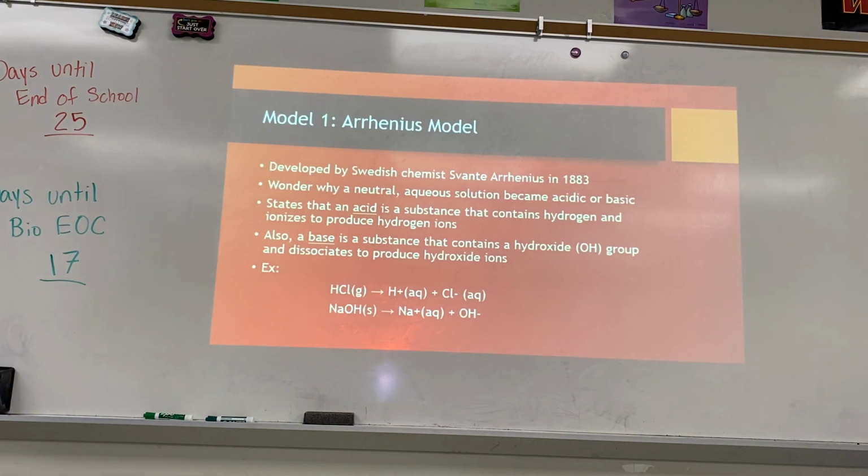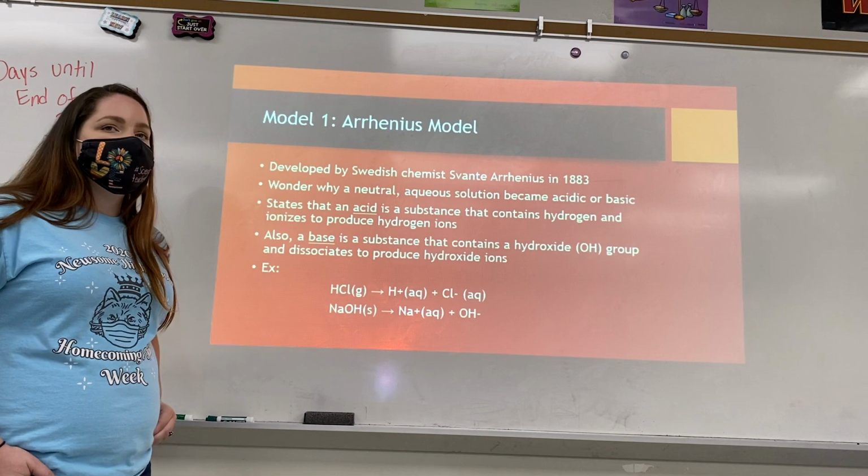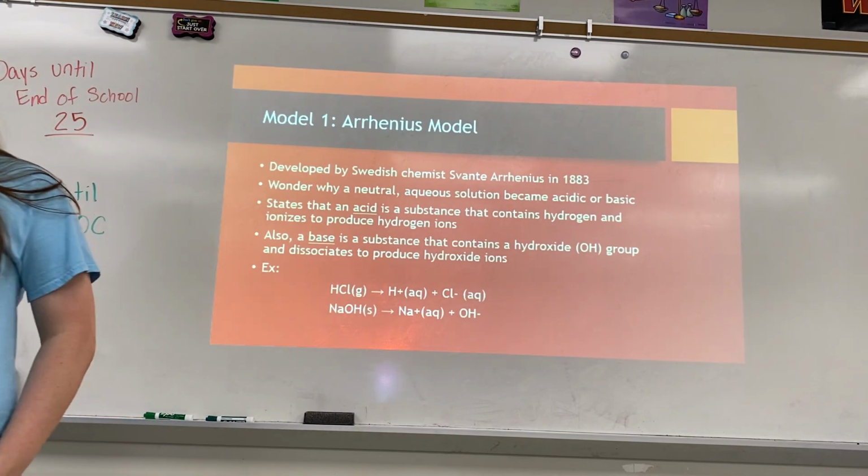So that is how the Arrhenius model is used to determine what is an acid and what is a base. If it produces a hydrogen ion, it's an acid. If it produces a hydroxide ion, then it's a base.